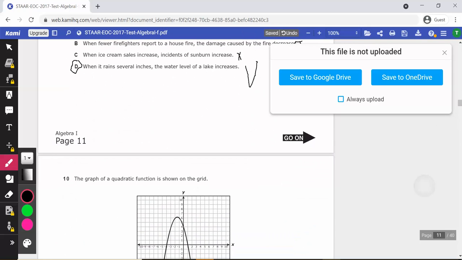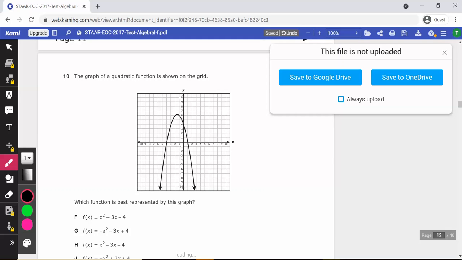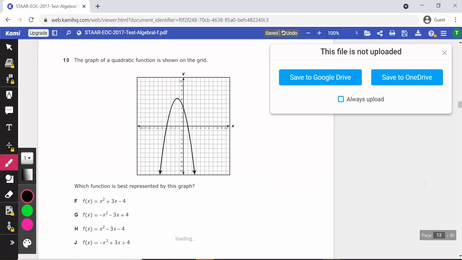Let's look at number 10. Which function is best represented by the graph? So we can see here that our two zeros of the equation are -4 and 1, right? With our two zeros, -4 and 1, we can basically form our equation.